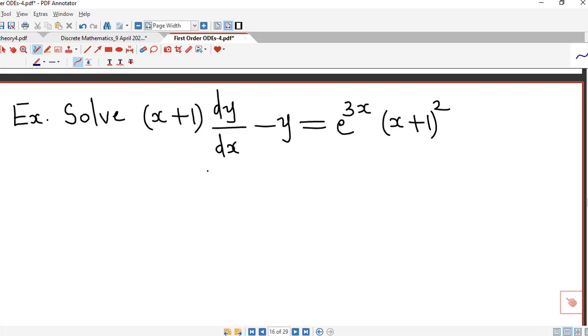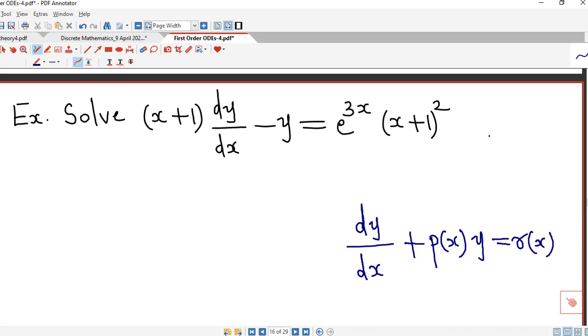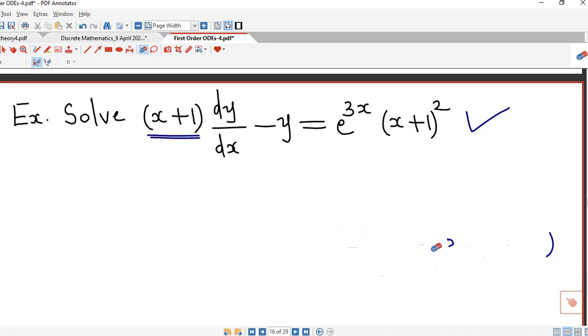Here the given equation is (x plus 1) times dy by dx minus y equal to e to the power 3x times (x plus 1) square, and our standard form for a linear differential equation is dy by dx plus p(x) into y equal to r(x). So the given differential equation is not in this form. Here the coefficient of dy by dx is required to be 1. So we can divide by x plus 1, which is the coefficient of dy by dx.